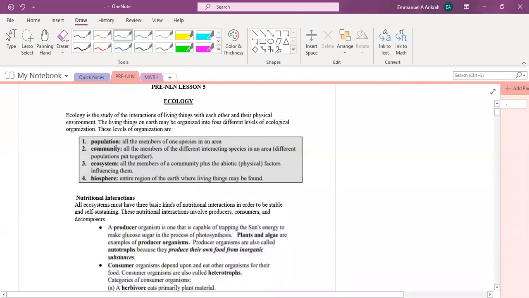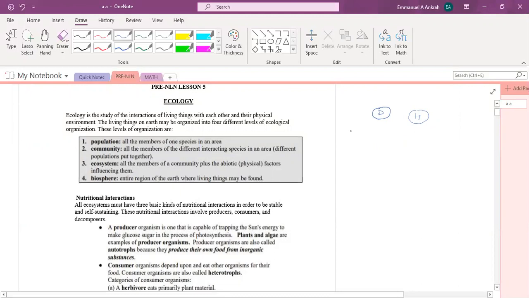So know the definition for population. When you say a population, you're talking about all the members of one species in an area. So let's say you have a dog population, one species in an area. Then let's say a human population, and so on. Same species.